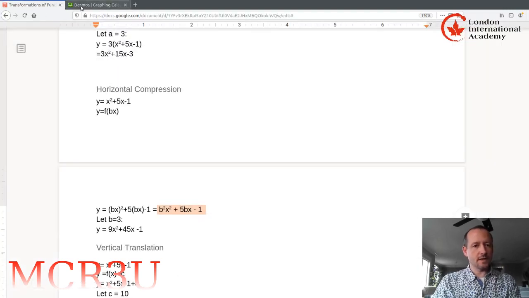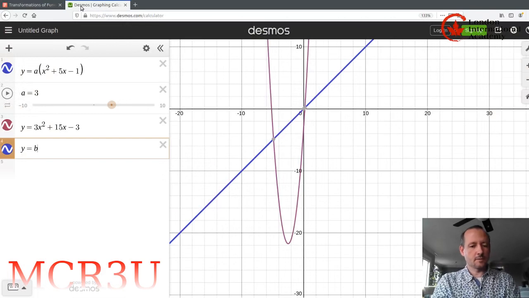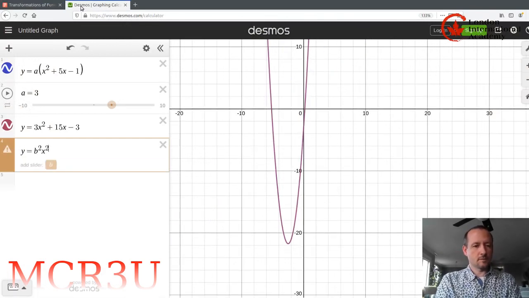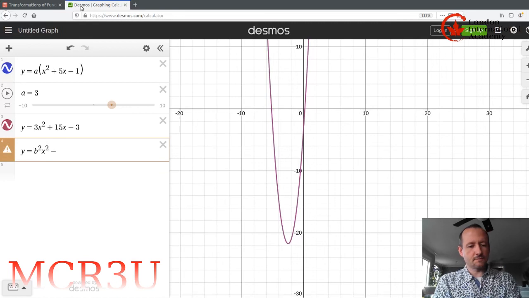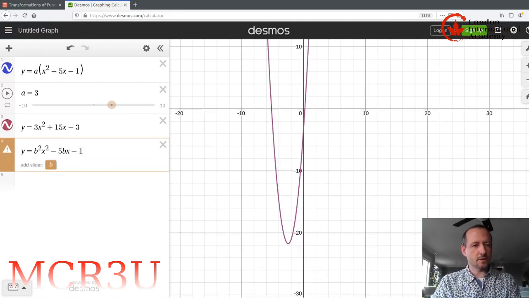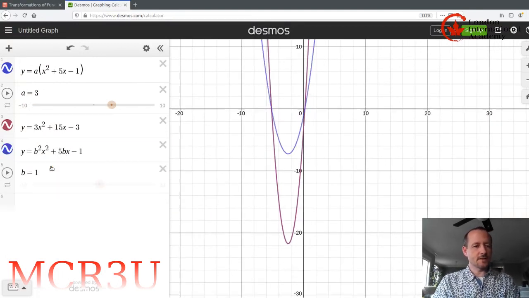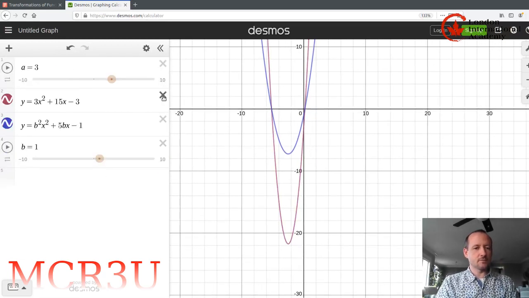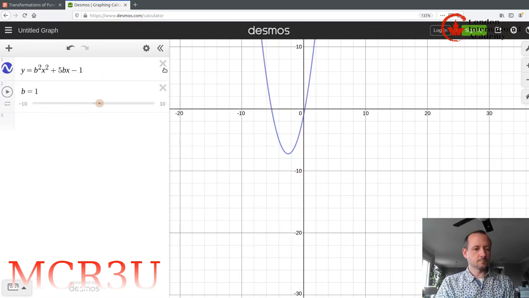So b squared x squared plus 5bx minus 1. Is that what it was? Oh, plus 5bx minus 1. And there's a slider b. Since I put a b there, it's nice. So b is 1. There's the original function. In fact, I can erase the function we were just using. Okay, and now we saw before that b was equal to 3 in our example. So we slide it up to 3.